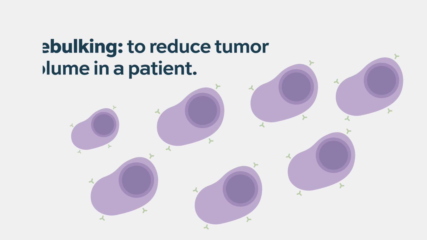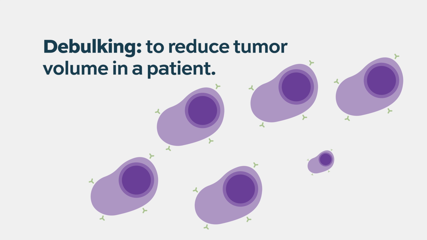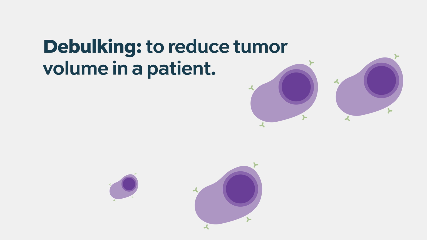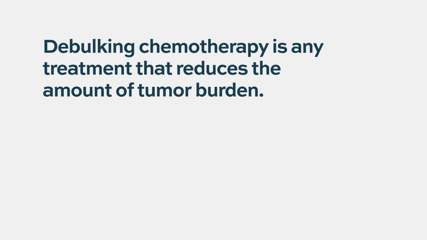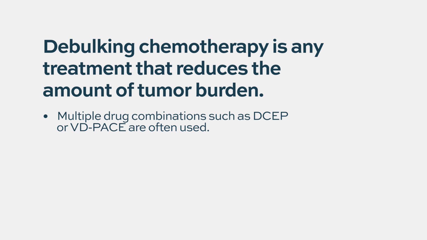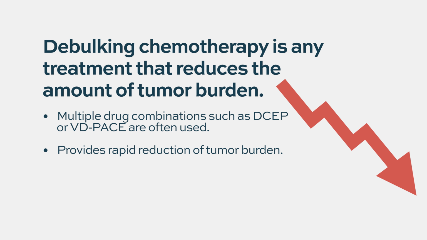Debulking means reducing tumor volume or tumor burden in a patient. So debulking chemotherapy could be any chemotherapy or treatment that reduces the amount of tumor burden in a patient. And oftentimes it is treatments like multi-agent chemotherapy like DCEP chemotherapy that could be used. And sometimes it could be VD-based. And those are done when you want fast reduction in the tumor burden.